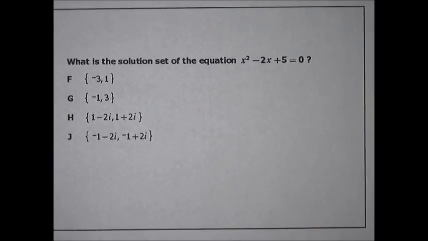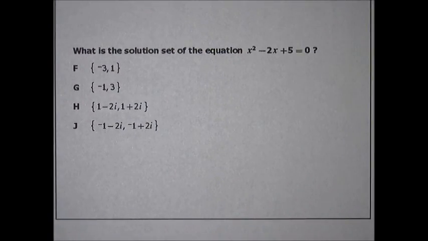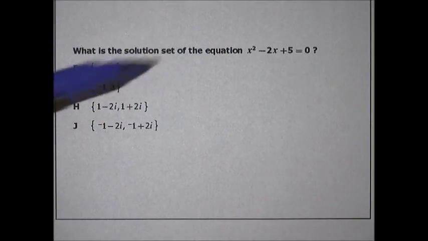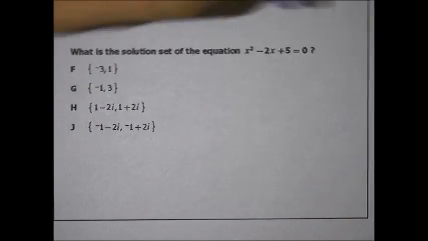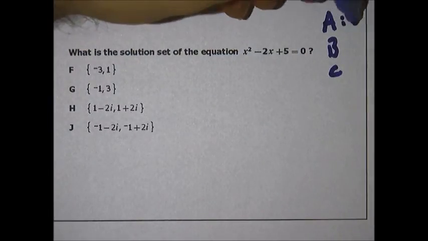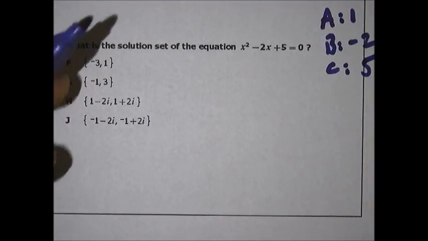What is the solution set to the equation? We see it as quadratic. We know when it's quadratic, we're thinking about factoring or quadratic formula. You look at this one for a second and you realize it does not factor. So, quadratic formula. A, B, C. A is 1, B is -2, C is +5.